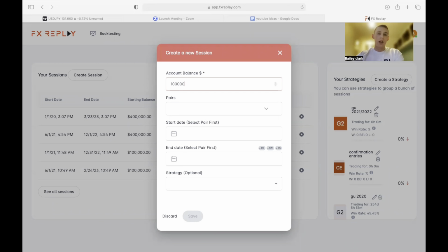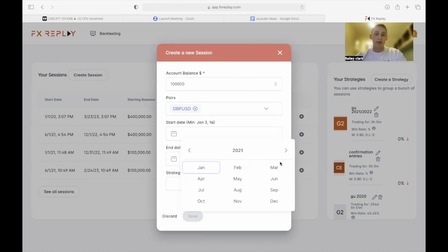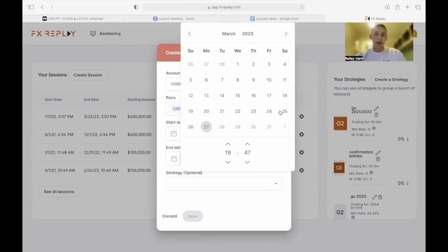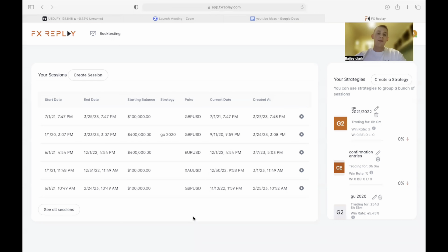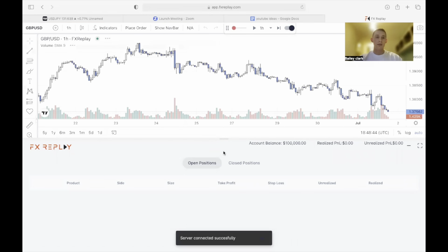So let's just say 100K for the account balance. We're going to be backtesting GU. Start date will do 2021 and just a random month. End date will do up to now, but obviously we're not going to be able to backtest all of that in this video. So yeah, let's start the backtesting.